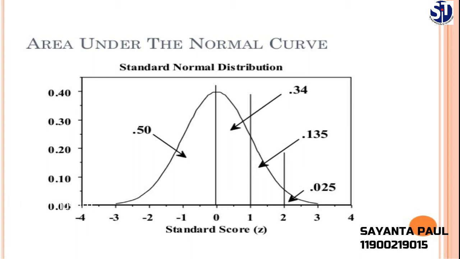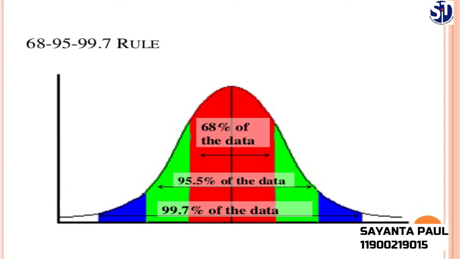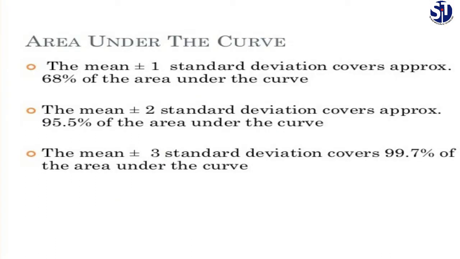As you can see the curve, how it looks like. This is also the 68, 95, 99.7 rule, where 68 means 68% of data, 95.5% of data, and 99.7% of data. Area under the curve: the mean plus minus standard deviation covers approximately 68% of the area under the curve. The mean plus minus 2 standard deviations covers approximately 95.5% of the area. The mean plus minus 3 standard deviations covers 99.7% of the area under the curve.